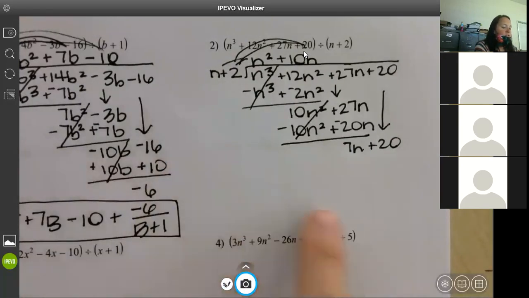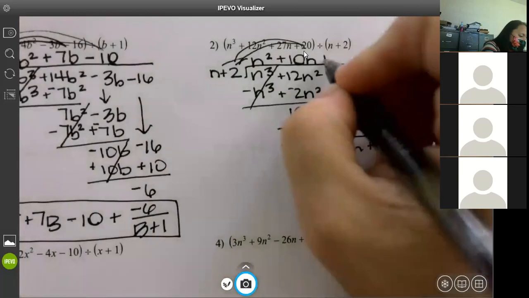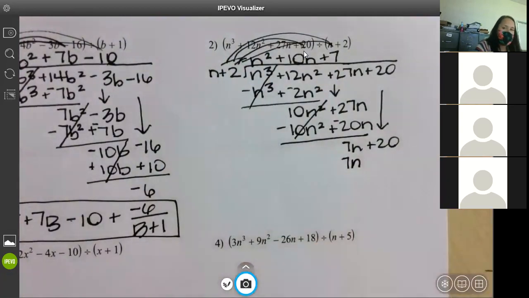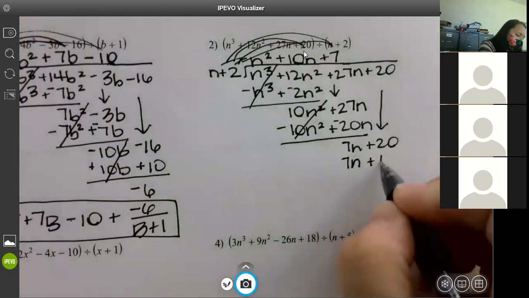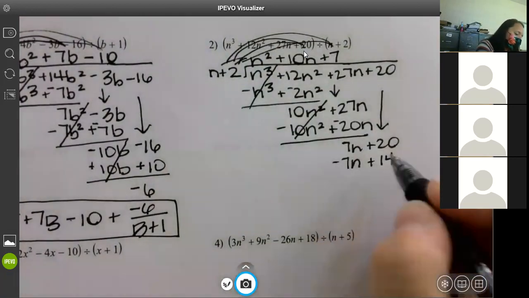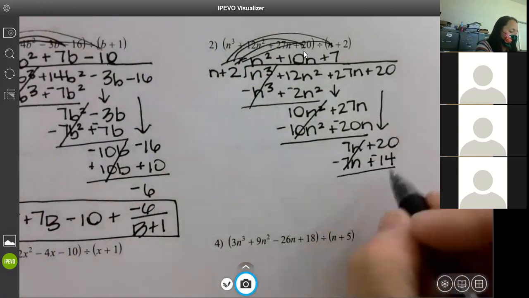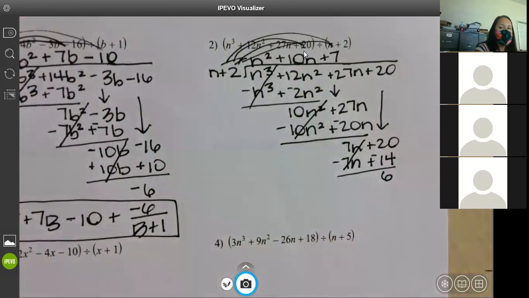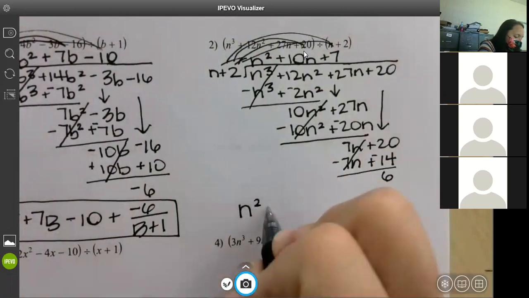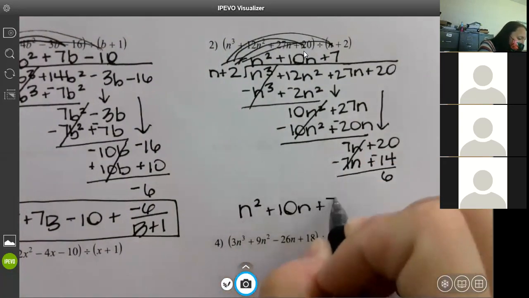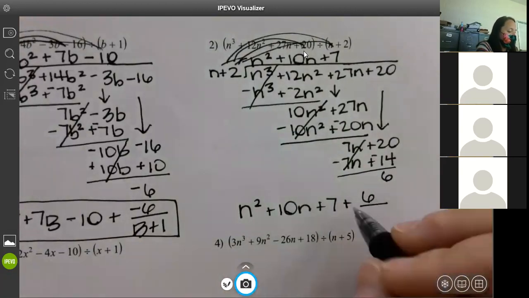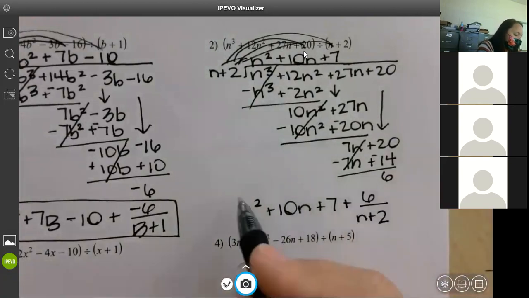What can I multiply by n to get 7n? 7. A positive 7. Distribute it. 7 times n is 7n. 7 times 2 is 14. How do I get them to cancel? And 20 minus 14 is 6. So my solution, write down what's on top, n squared plus 10n plus 7. I always write plus 6, and you're going to divide by whatever you were dividing by in the first place, n plus 2.